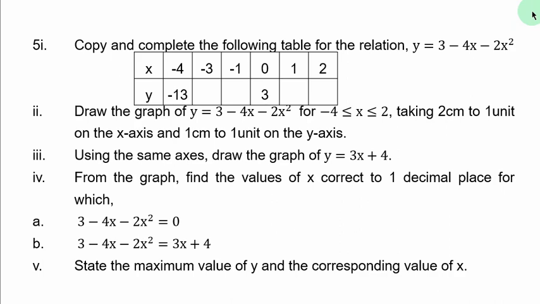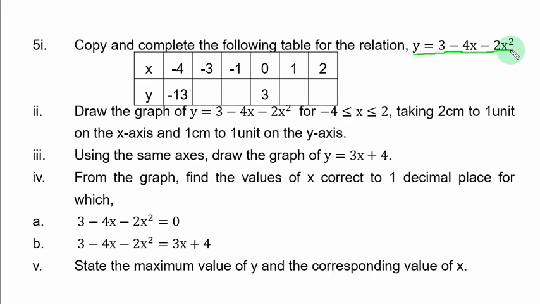Example 5, Roman figure I. Copy and complete the following table for the relation y = 3 - 4s - 2s². You can see the table of values with some missing values for y.